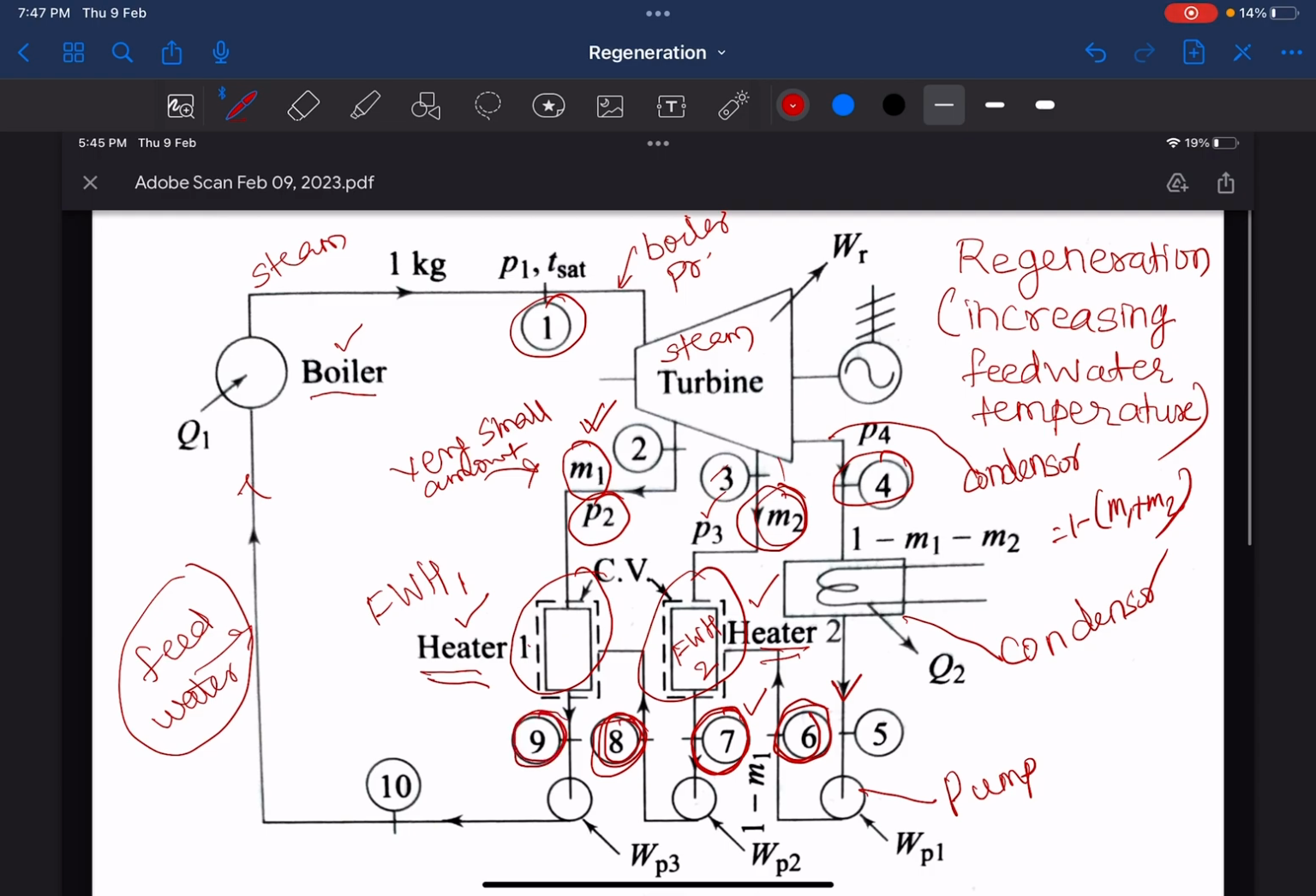Why has it increased to 9? Because of another feed water heater. And how is this feed water heater being heated? By making use of the steam which is bled from the steam turbine. So this way now you will have the feed water which is at a very high temperature at 9, and then it is pumped into the boiler at 10. So at 10 you will find that the temperature is much higher.